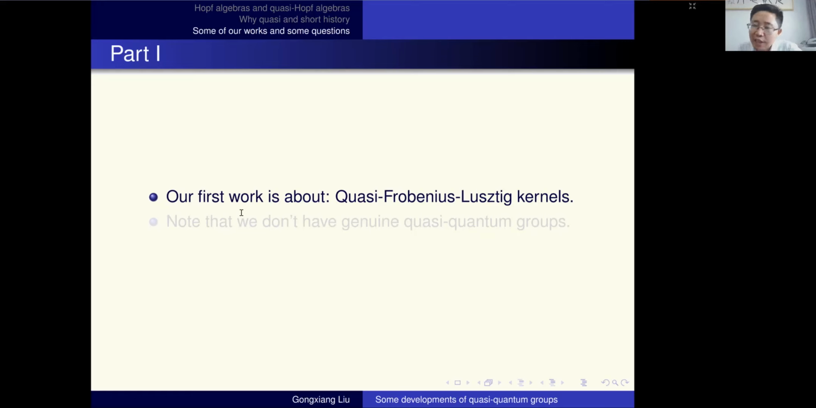And the lucky point for me is that we still have another way to construct the Frobenius kernel. This is the Hopf algebra way. That is, you can construct a Drinfeld double and take a quotient by something, and you can get the Frobenius kernel. Okay, so my point of view is: does this way survive in the quasi-Hopf algebra case? That's the question I want to consider.